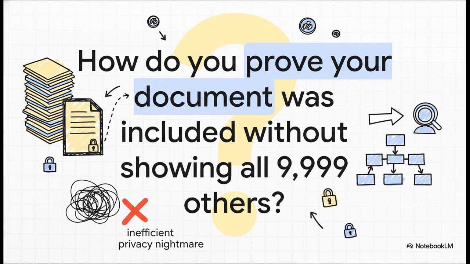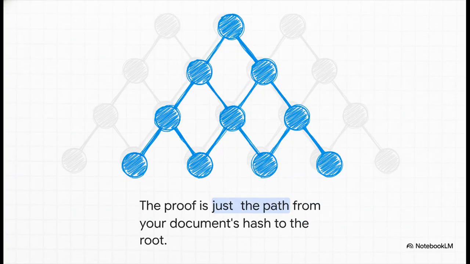Let's say you need to prove to somebody that your specific contract was part of that original batch of 10,000. Do you have to send them all 10,000 documents just so they can check? Or even all 10,000 hashes? I mean, that would be super inefficient and frankly a privacy nightmare. And the beautiful answer is no, absolutely not.